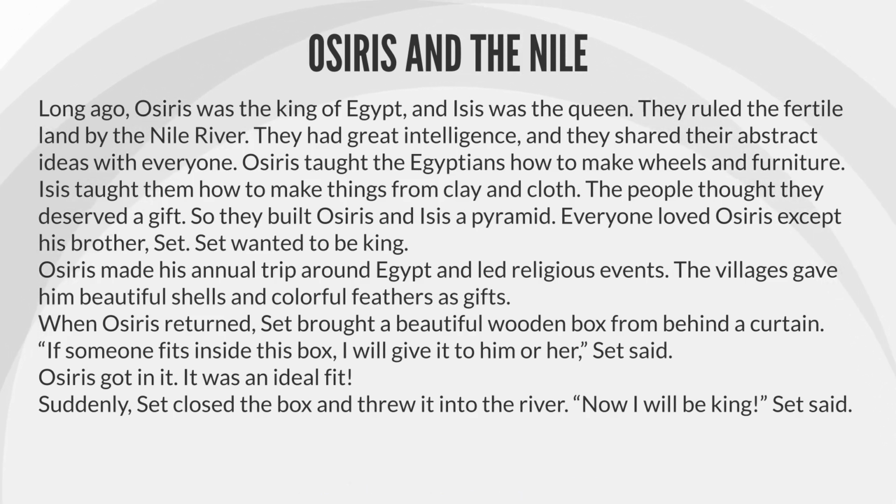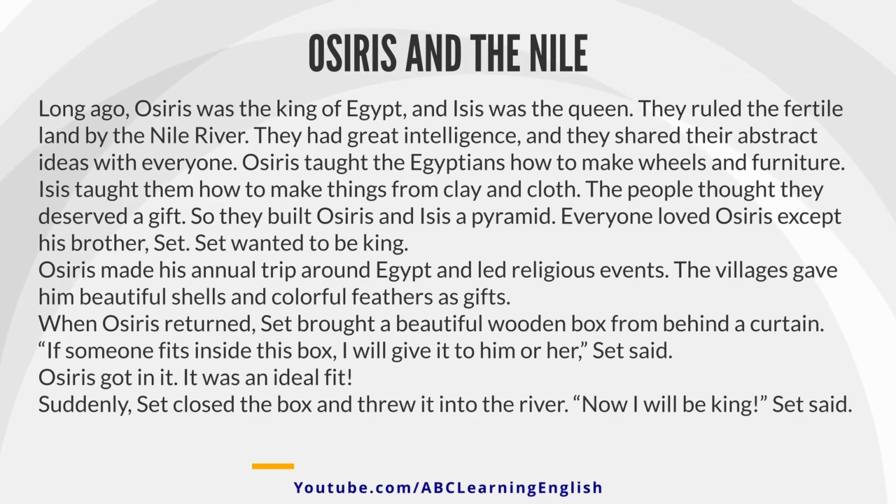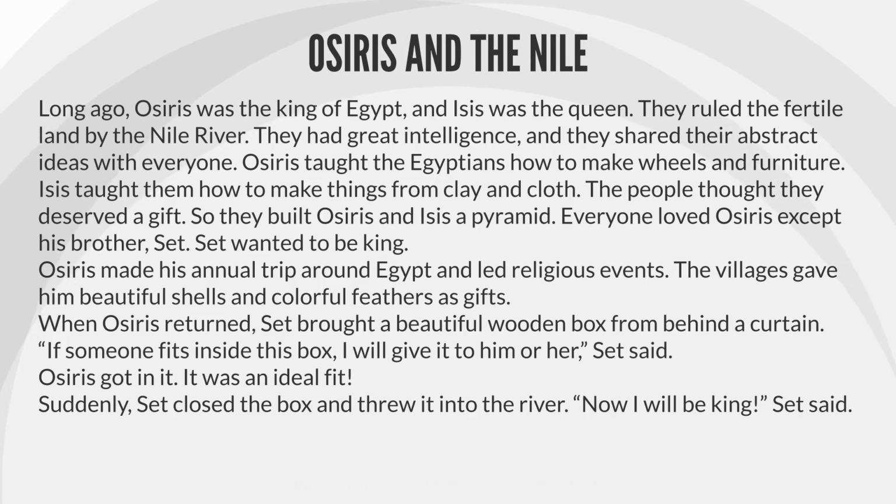Isis taught them how to make things from clay and cloth. The people thought they deserved a gift. So they built Osiris and Isis a pyramid. Everyone loved Osiris except his brother Set. Set wanted to be king. Osiris made his annual trip around Egypt and led religious events.